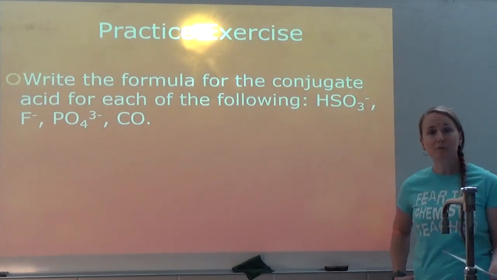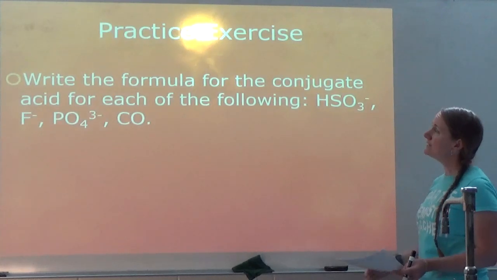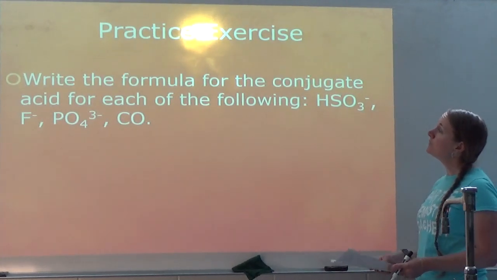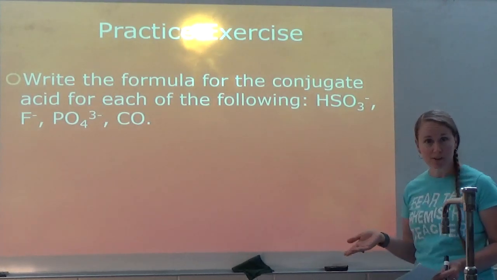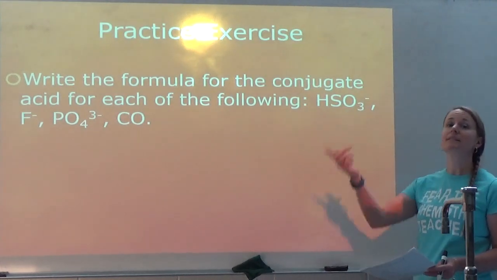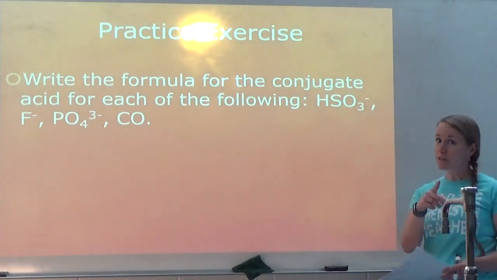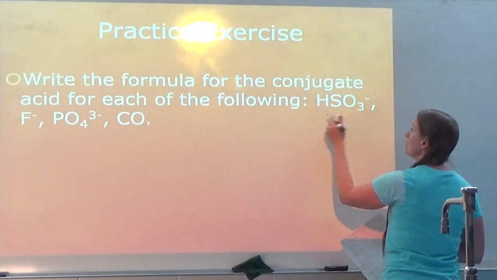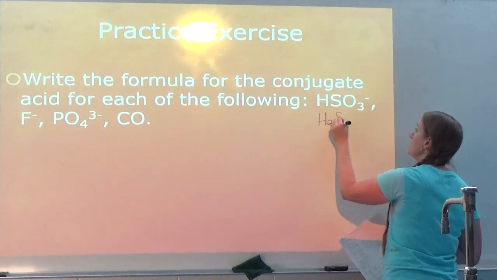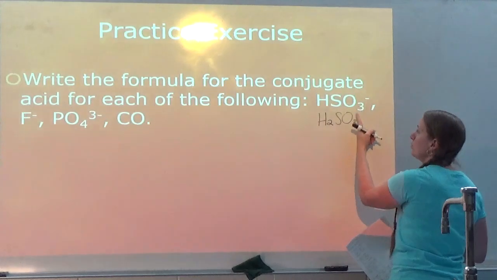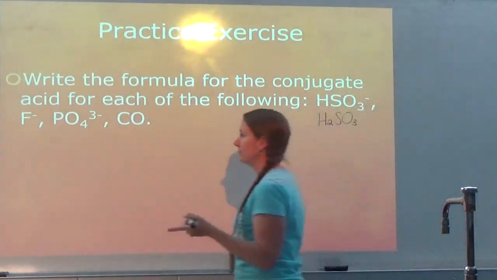All right, so y'all tried this one. I'll assume you've done that already, and we'll look at it together. It says, write the formula of the conjugate acid for each of the following. So remember, conjugate acid means it has gained an H+. So don't forget to alter those charges. HSO3 is going to become H2SO3. Since it was -1, it will now be neutral.